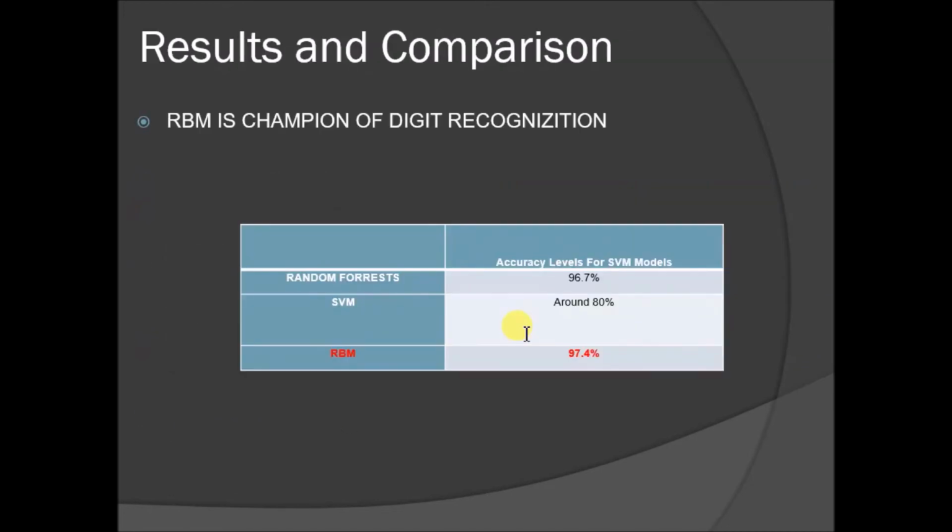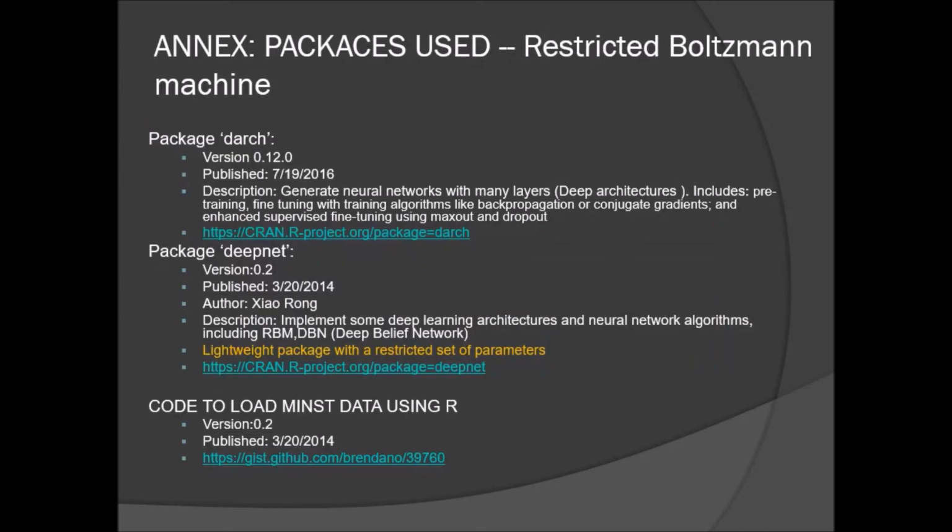Basically, I was able to get a much better result using the restricted Boltzmann machines, and I'm pretty sure that with some parameter tuning this accuracy level can be even better, which I'm still looking into. I think it will be part of the final report. If you're interested, these are the R packages that we used, which were explored by one of my teammates. And the MNIST dataset and the code that I used to load the data into R can be found right here. Thank you.